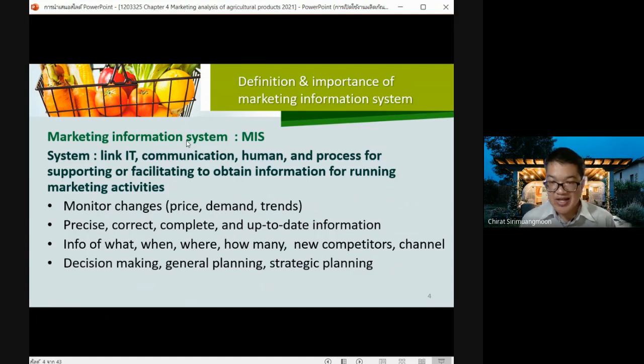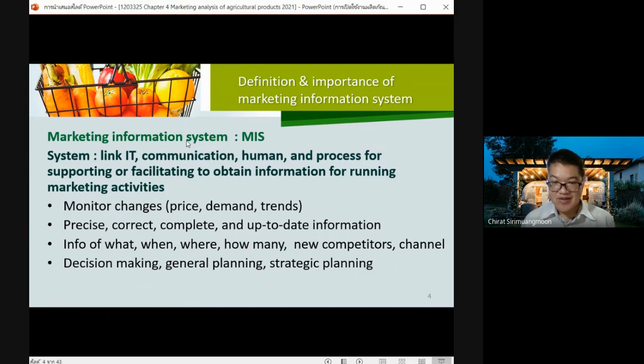So what is MIS for? MIS is used to monitor changes. For example, the data from MIS will let you know what price has changed, what the pattern of the price change is, and the demand for your products, or sometimes the demand for your competitors' products too. So you know who you are going to compete with and how to compete with them. Then there is information in terms of trends. You can search and collect information in order to know what the up-to-date trend is right now.